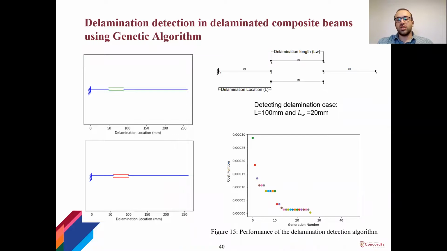So the performance of the genetic algorithm is shown for a case of a delaminated composite beam. It is the same delaminated beam that was used in the previous case study. The delamination location is 100 millimeters, and the length of the delamination is 20 millimeters. The figure shows the delaminated case on the top left. That's the target that we are trying to find.